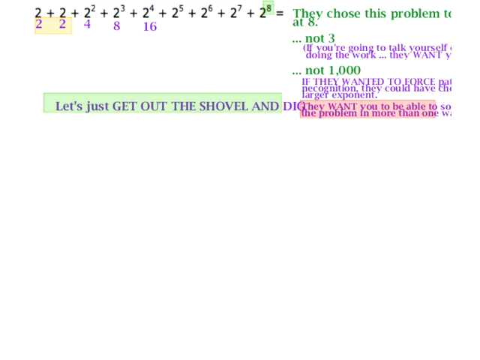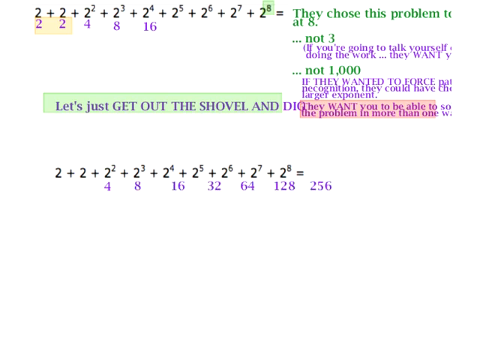Let's just do it. So it's 2 plus 2. Let's take this thing over here again, copy it and paste it. So this is 2, this is also 2, this is 4, this is 8, this is 16, this is 32, this is 64, that's 128, and that's 256.